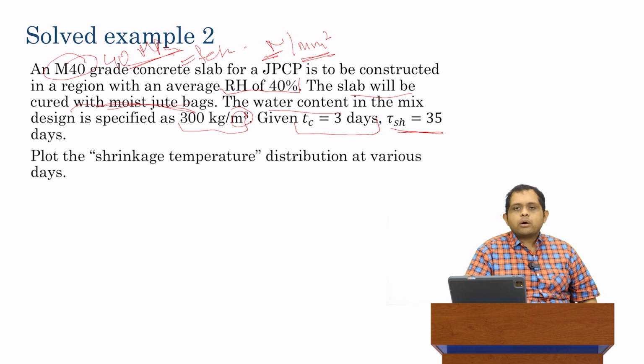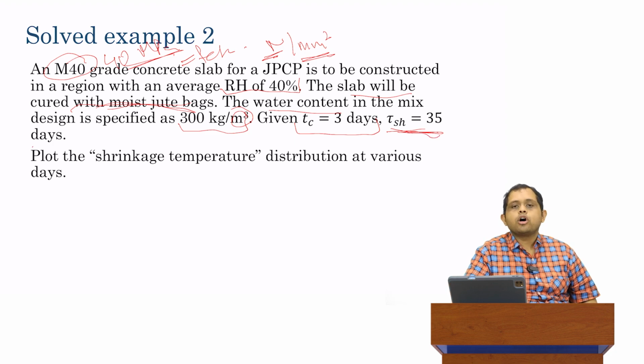We saw this before, tau SH. This is some characteristic shrinkage time. It's actually the time over which half the shrinkage strain has been gained. And as such, the number has to be calculated using somewhat complicated calculations. It's related to the morphology and the type of concrete crystalline structure that we gain. But in general, we can simply assume that tau SH is equal to 35 days. Very common assumption made in pavement engineering. So we assume that tau SH is 35 days.